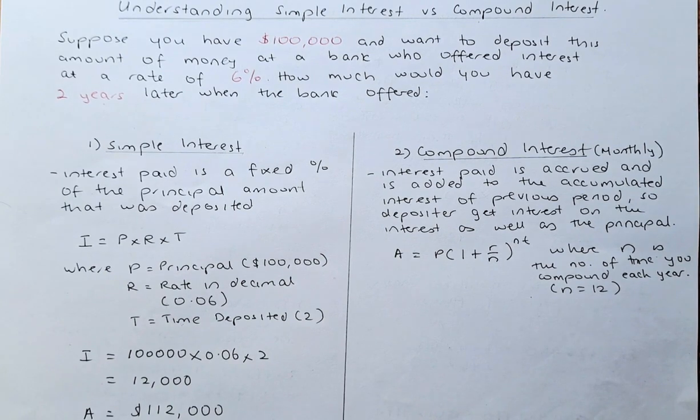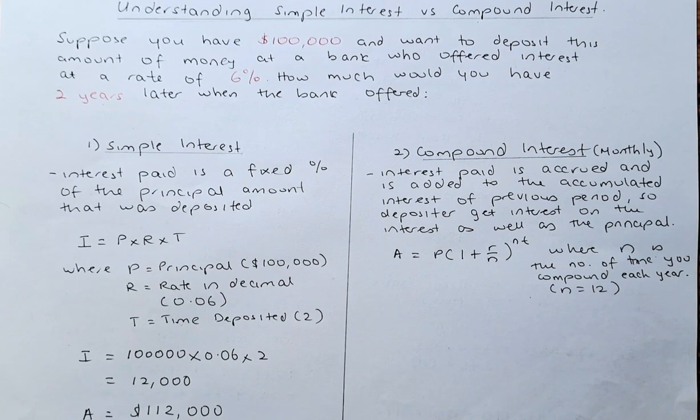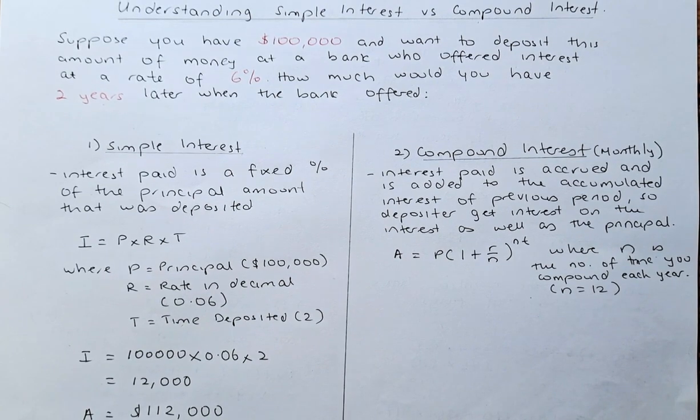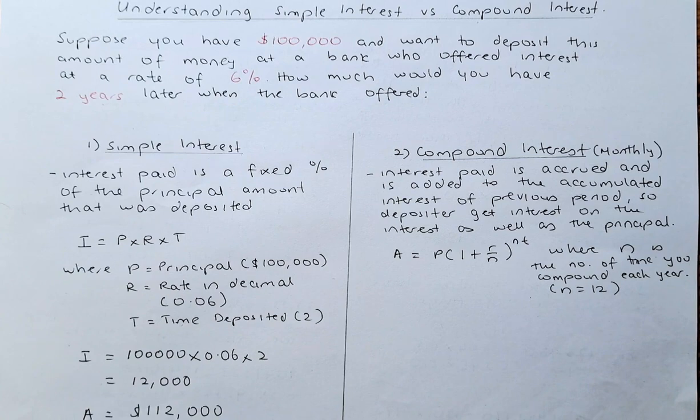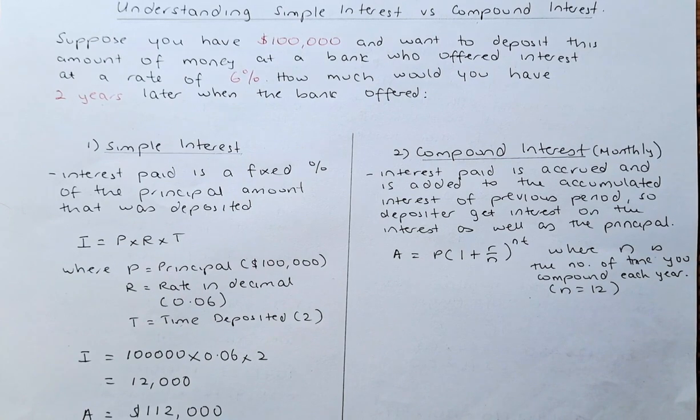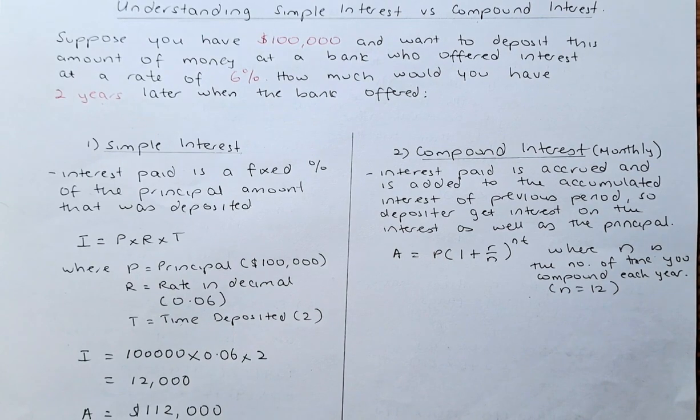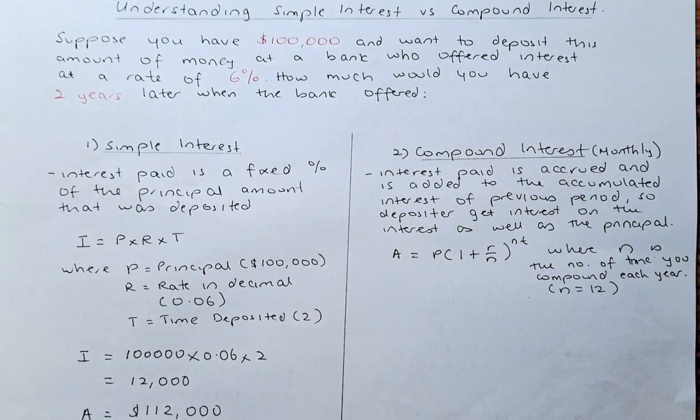Suppose you have 100,000 and you want to deposit the money in the bank, and the bank is offering a rate of 6% per annum. And you want to put the money for 2 years, and which is the better option? Is it the simple interest or the compound interest? So let's calculate. So what is simple interest?